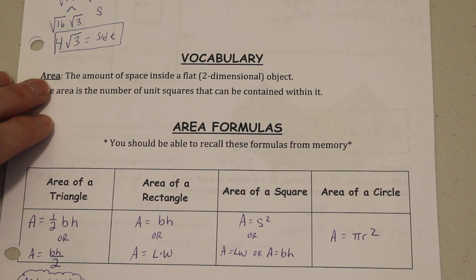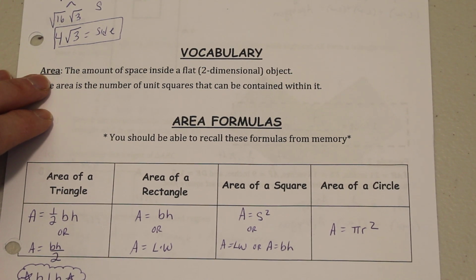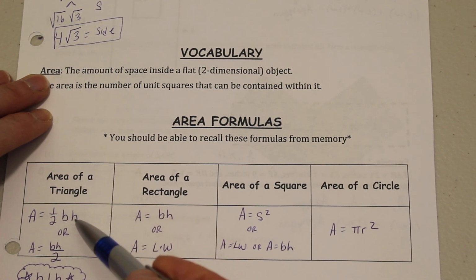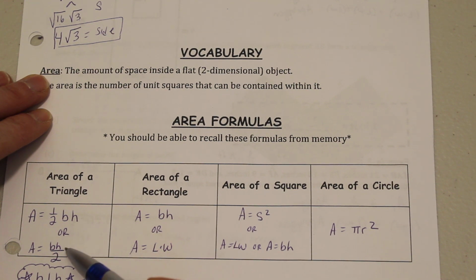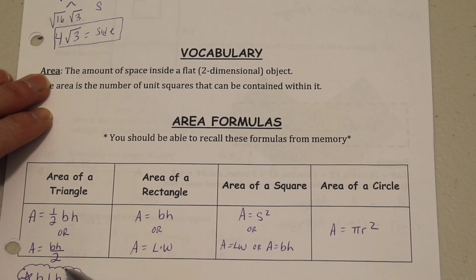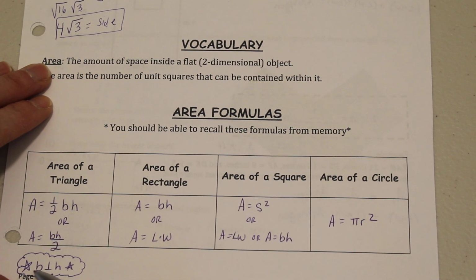All right, I'm going to put this up here. Again, you're going to pause the video. You're going to copy down all those formulas. Area of a triangle is 1/2 base times height, or base times height divided by 2. The most important thing here is the base and the height have to be the perpendicular lengths. Rectangle, area, base times height.